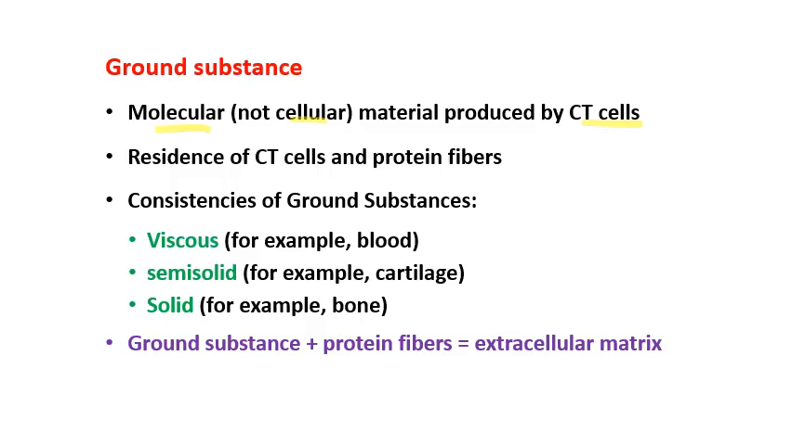Okay, what kind of ground substance do you have? You have some ground substance that is really viscous or liquidy, like in the blood. And then you have semi-solid. You're going to find that in cartilage. And then you have solid, like, for example, in the bones. So different types of ground substance. And then ground substance with the fibers, that's what's going to make your matrix. So we have seen that before.